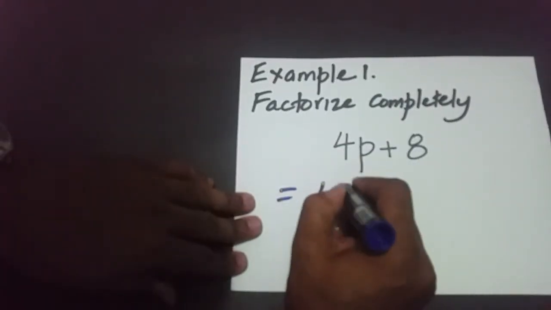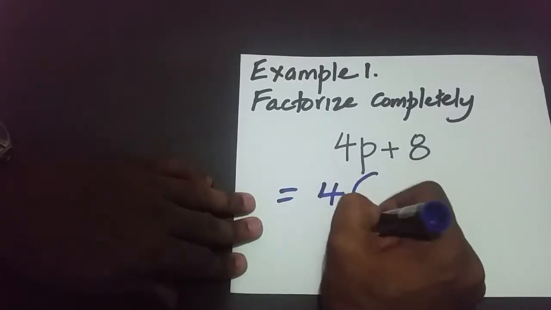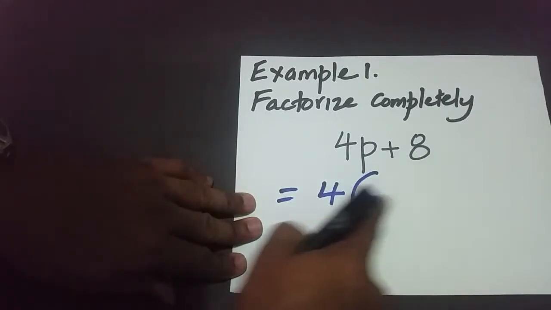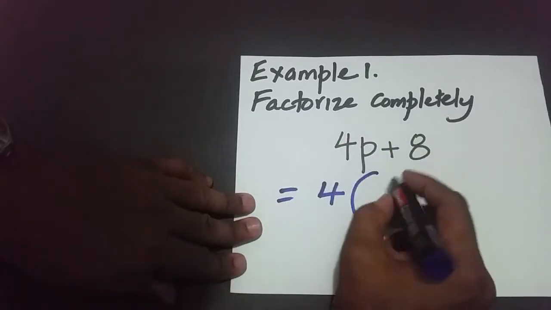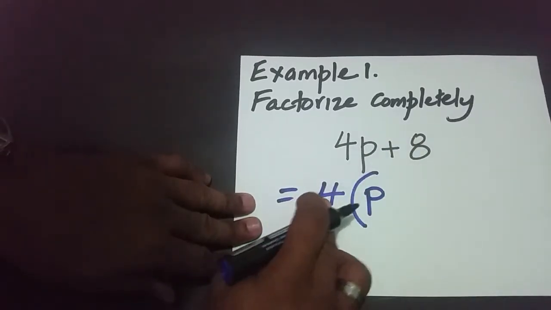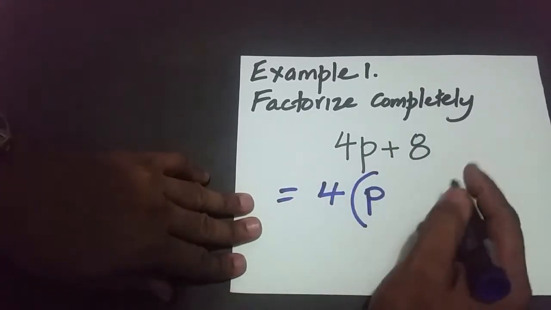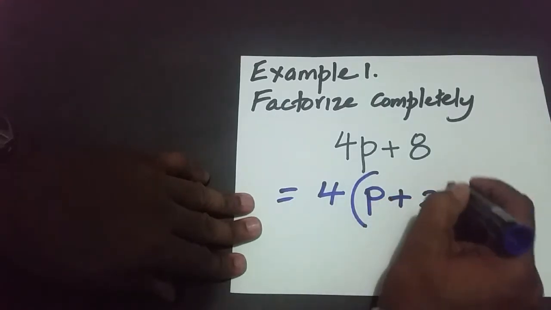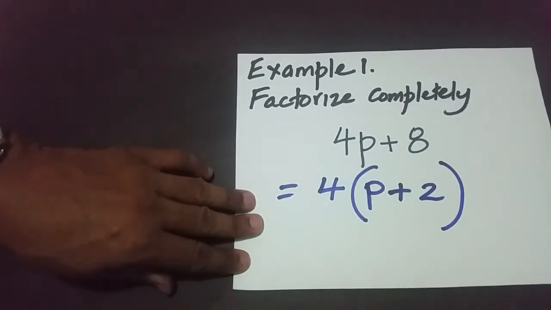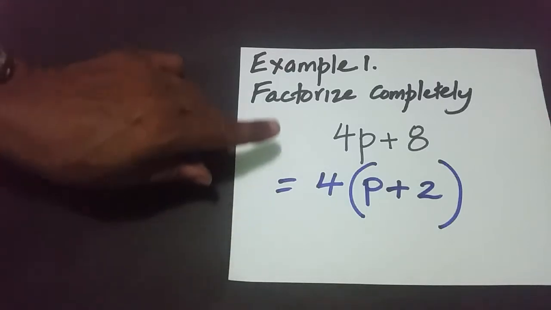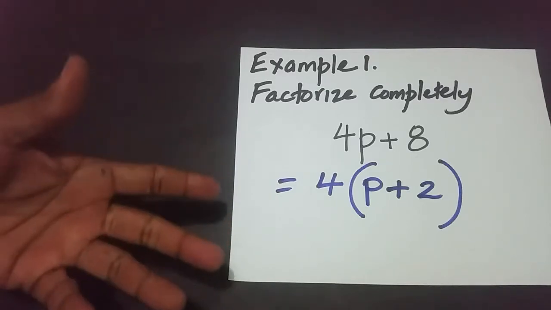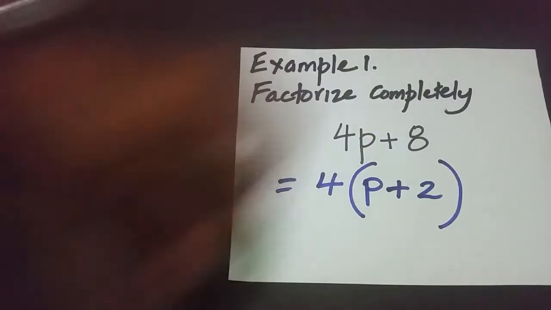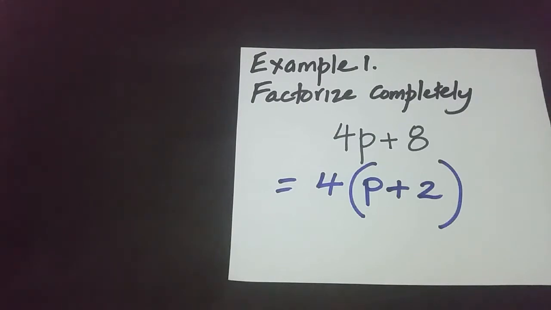So when we factorize completely, the answer would have been equal, open bracket, and then to figure out what's in the bracket, you just ask yourself, 4 times what gives me back 4p, that would be p, and 4 times what gives me back positive 8, and that would be positive 2. And this would have been the correct answer in terms of factorizing completely. Now, this is simple factorization, and it's normally one step, which means 1 mark. So what I've just done was to factorize 4p plus 8 completely.